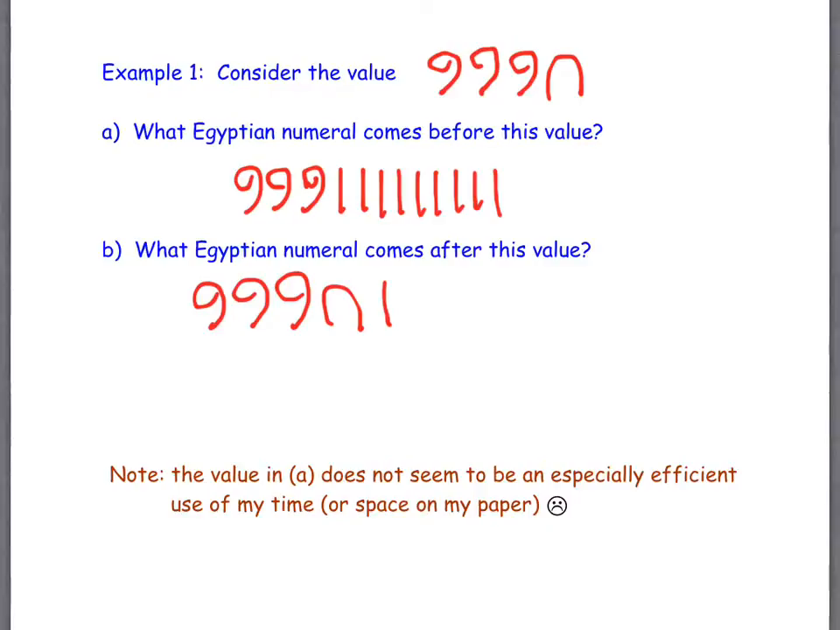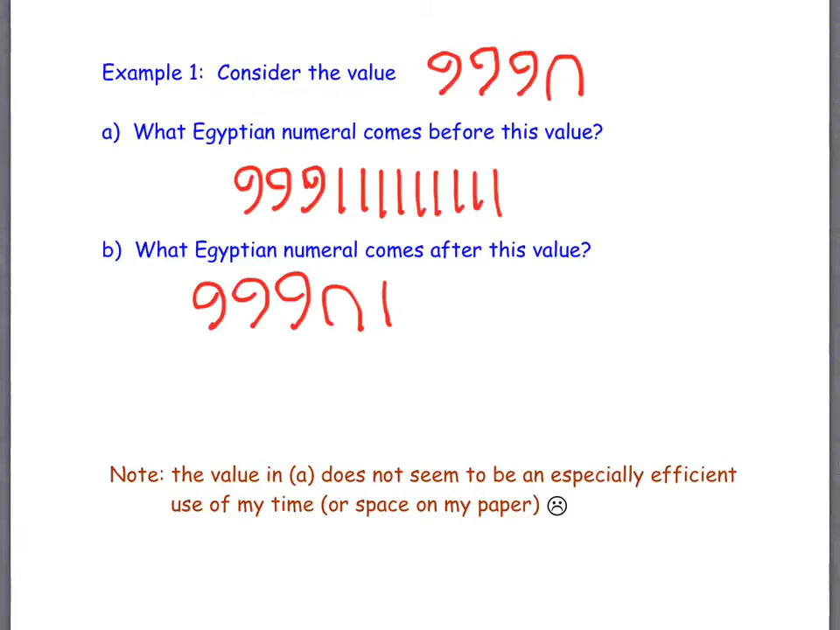Now, a comment here on the bottom is that there are benefits and there are drawbacks to each of these systems. I would definitely say a benefit to this system is I can look at the number and count things pretty quickly, and I can figure out how that correlates to my number system. But I've written down here a drawback. This part: a numeral does not really seem to be an especially efficient use of my time or paper.